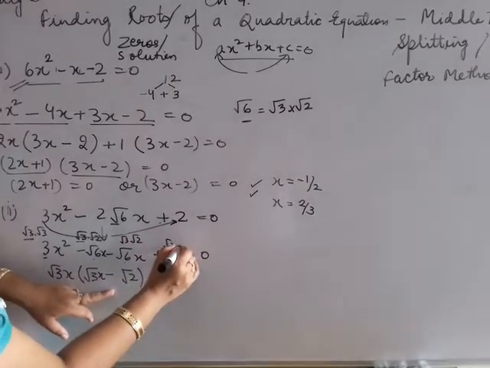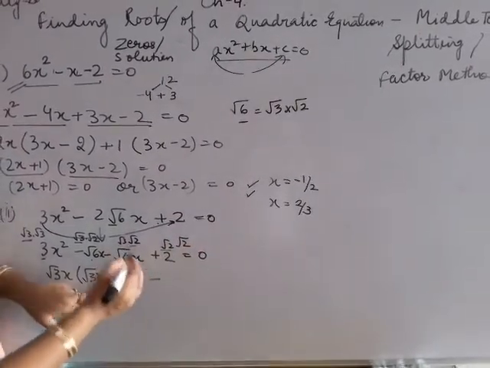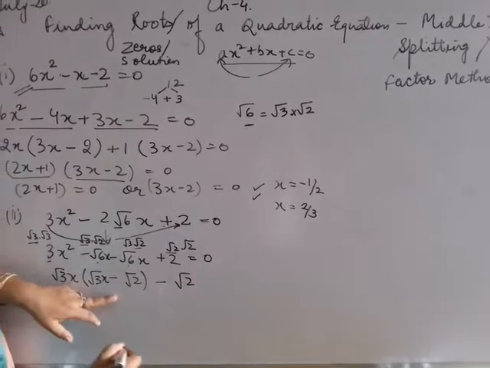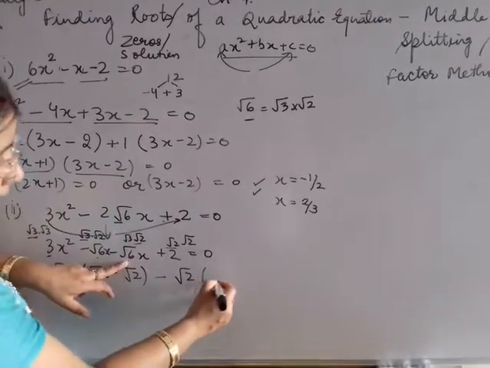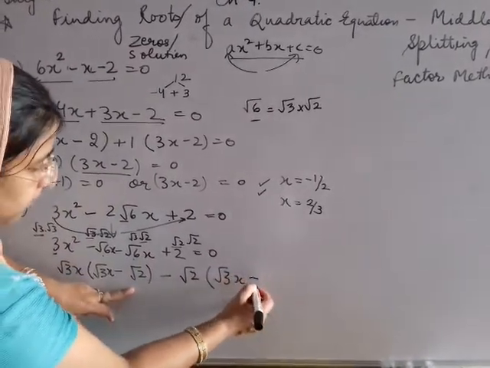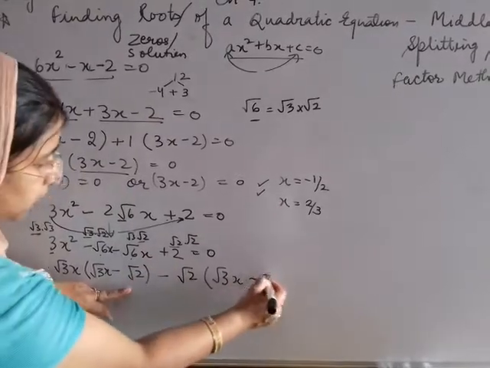Now this is root 2 into root 3, and this is root 2 into root 2. What is common? One root 2 is common, so we will take root 2 as common. Inside we will have root 3 x minus root 2.